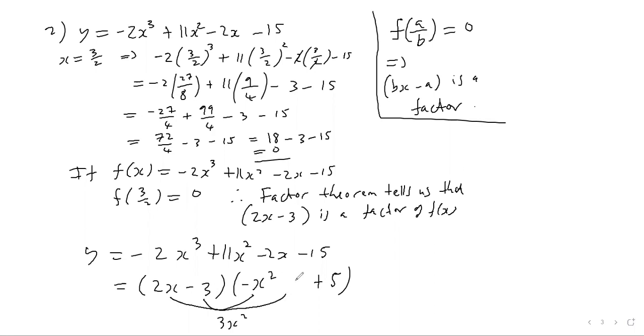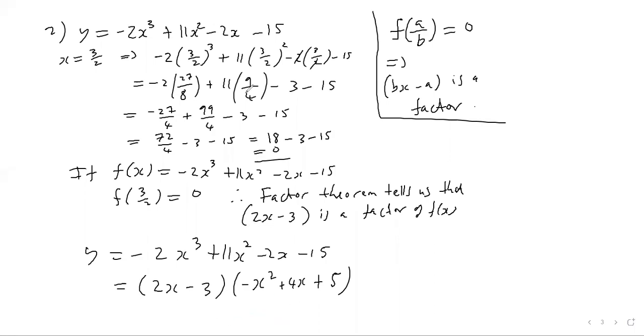So 2x times something must make us 8x squared. What is that something going to be? Well, it's going to be plus 4x. So 4x times 2x gets us 8x squared. 8x squared plus 3x squared gets us the 11x squared there. So that's going to be a 4x in there. So we now know that.